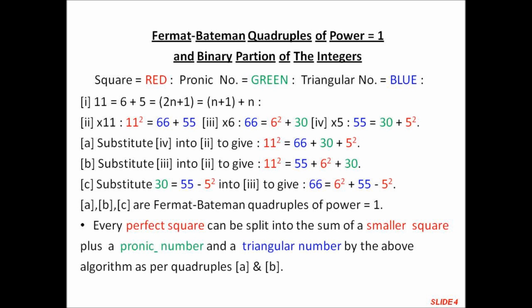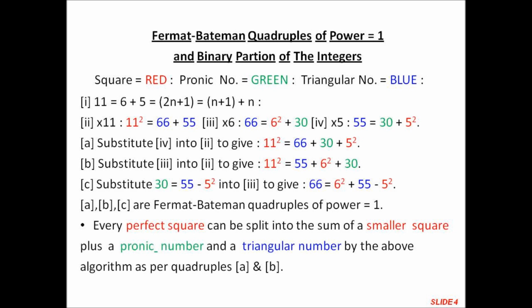Starting with Fermat-Bateman quadruples of power equal to 1. 1. Take an odd number and split it into two parts with a difference of 1, which for our example is 11 equals 6 plus 5. Multiply through the resulting three-term equation by each of its terms to generate three composite triple equations, 2, 3 and 4. Substitute 4 into 2, 3 into 2 and 4 into 3 to give equations A, B, C, which are Fermat-Bateman quadruples of power equal to 1.